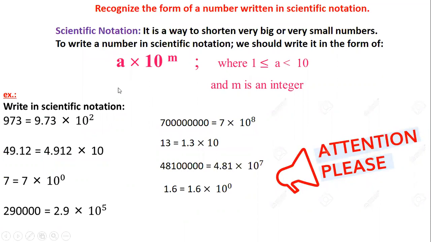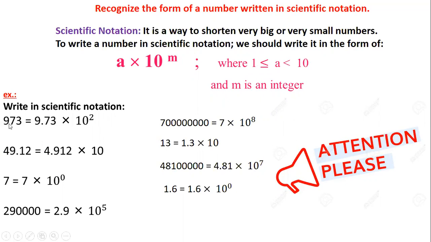Now, in this slide, I'm talking about also an important thing called scientific notation. To write a number in scientific notation, we should write it in this form, A times 10 to the power M, a number multiplied by a power of 10. Always this number A should be a number between 1 and 10. It should not be less than 1 and it should not be greater than 10.